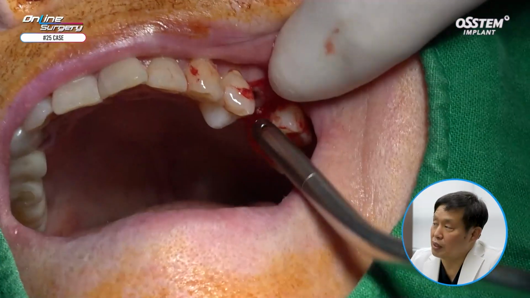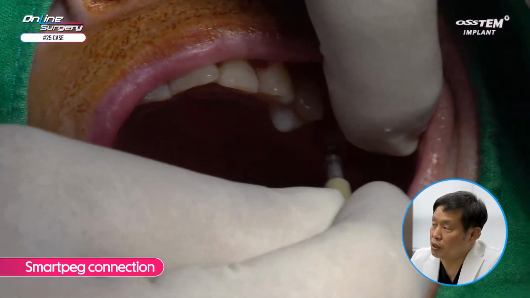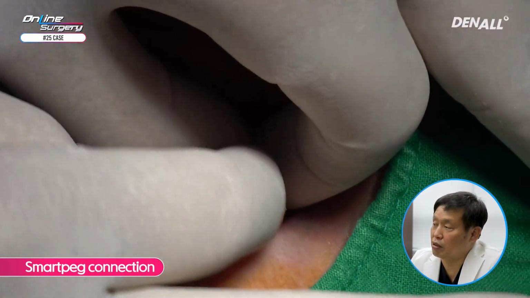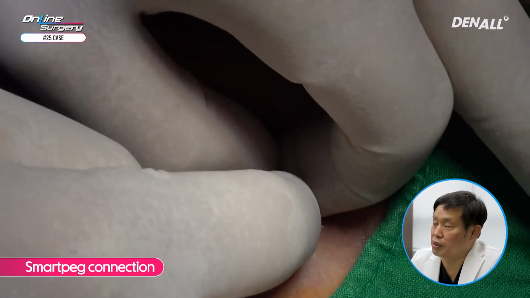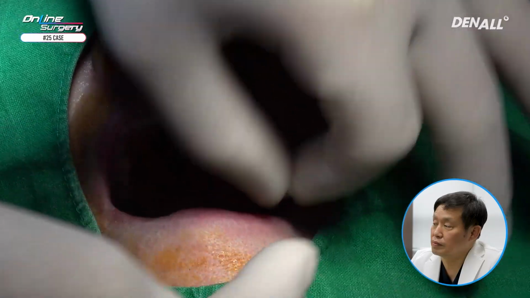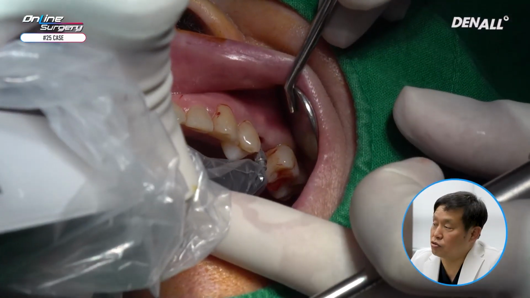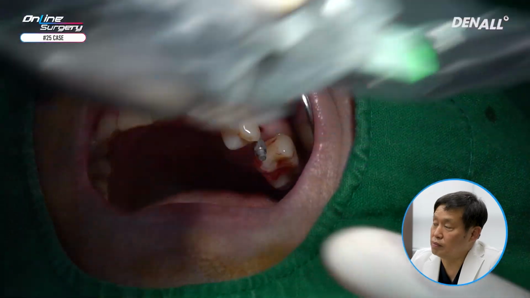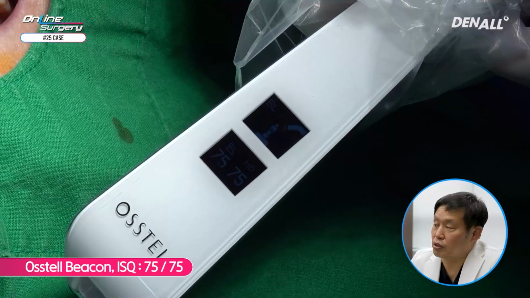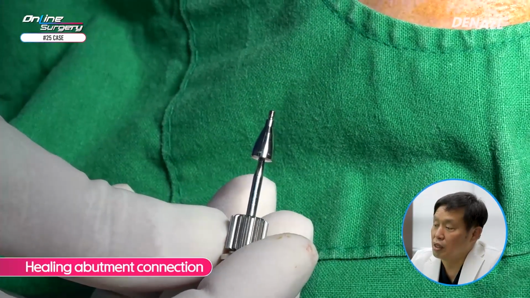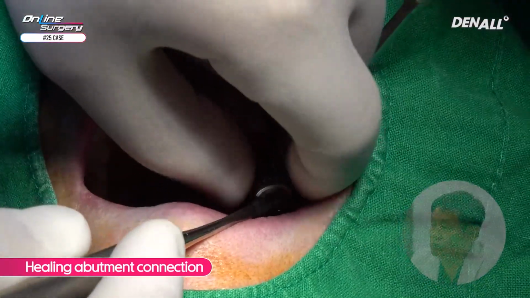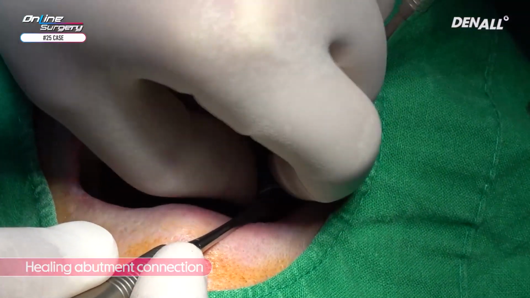A smart peg is used to measure the ISQ value. ISQ value has been measured. 75. So it's rather stable. Healing abutment is now being connected. Healing abutment has been connected. Surgery was fairly simple.